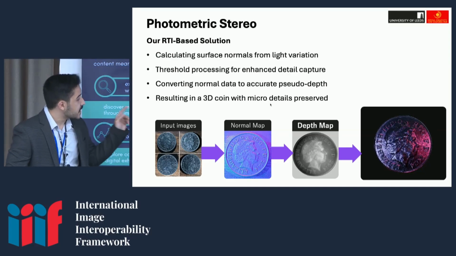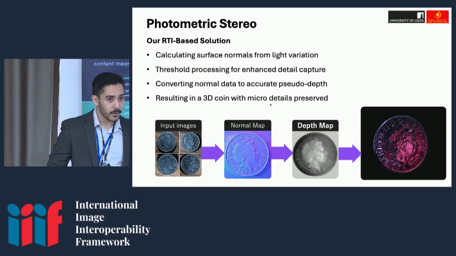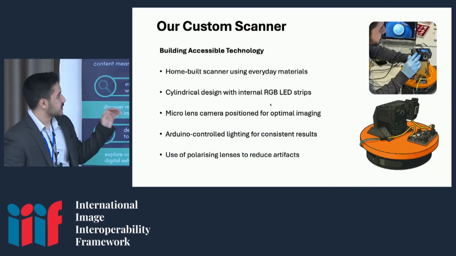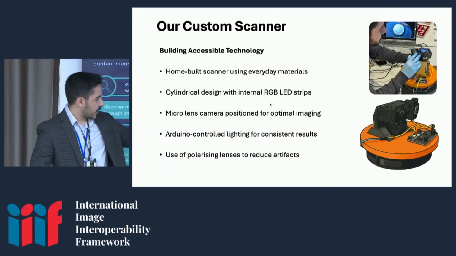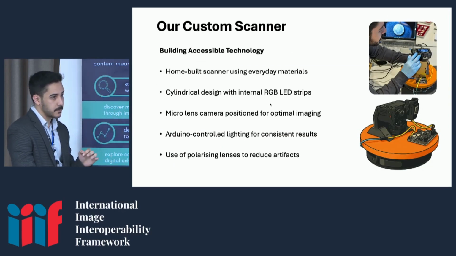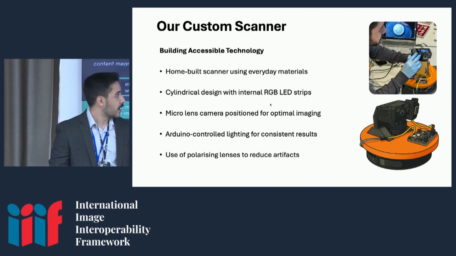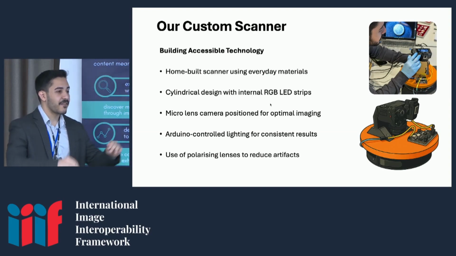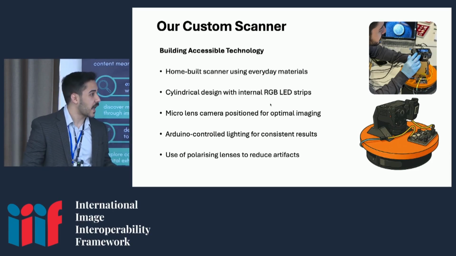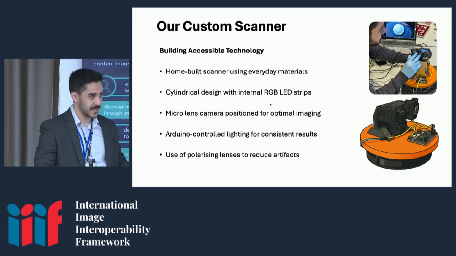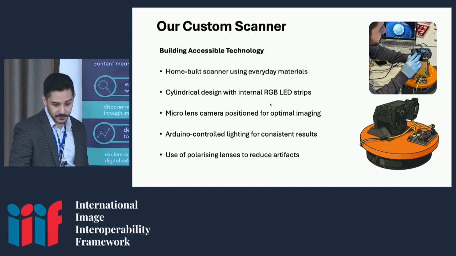So you see here, these images were taken just with my phone, and we want to take this to the next level. So we created our own custom scanner. Using a camera with a micro lens, polarizing filters, and RGB strips, we created a very cheap solution for scanning these coins. If you look at RTI scanners, they have tens of cameras and lights, and they at least cost £10,000. And this is a solution for coins that would just cost under £40.